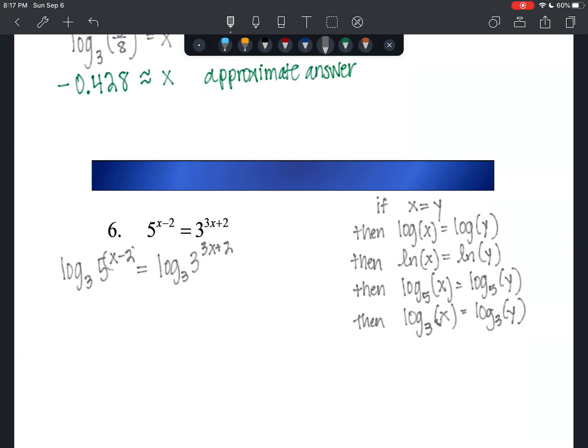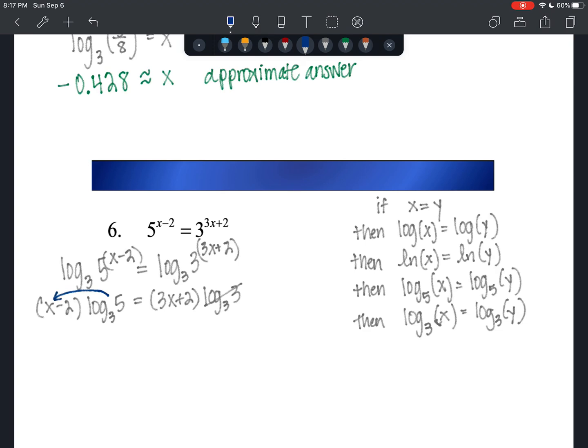Now I'm going to take this exponent and I'm going to move it to the front. So x minus 2 times the quantity log base 3 of 5 is equal to, take that exponent, 3x plus 2 times log base 3 of 3. Now log base 3 of 3 is just 1. So all I have on the right hand side is 3x plus 2, because 3x plus 2 times 1 is 3x plus 2.